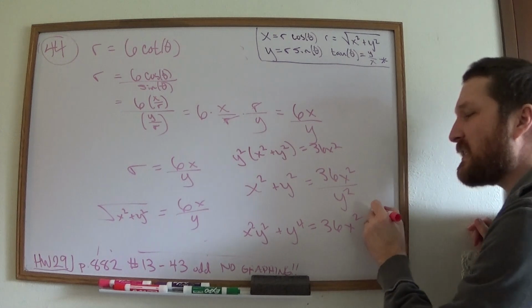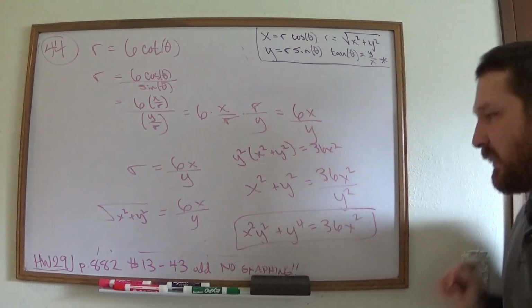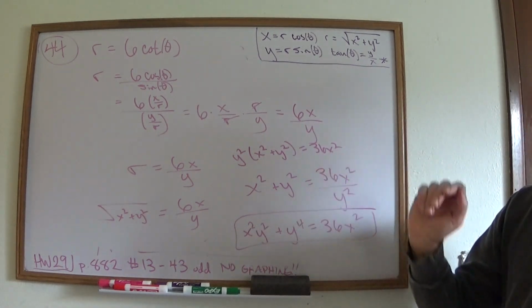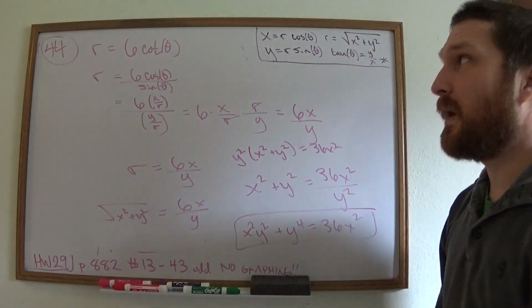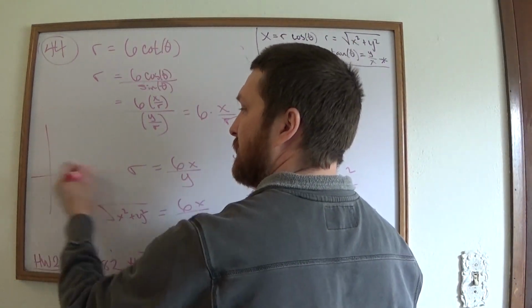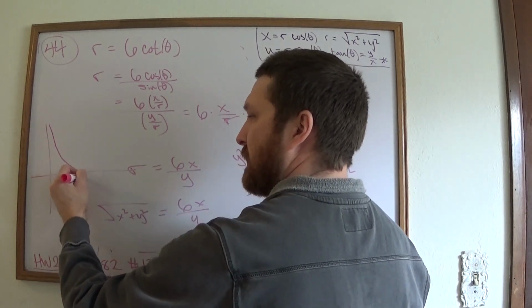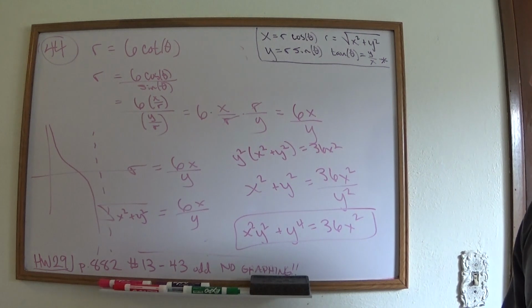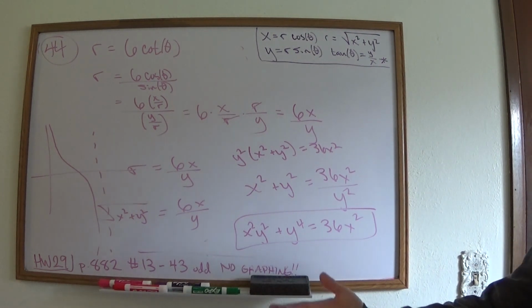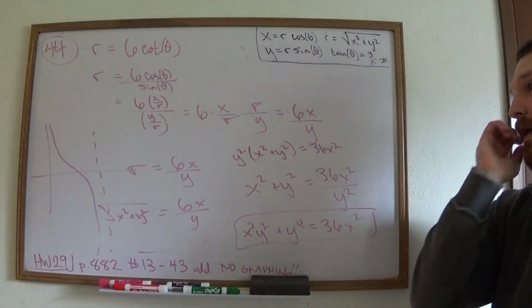And this is what I mean by good luck. You try to graph that, good luck. But in polar coordinates, this is not hard. Cotangent, we know what it looks like. It starts up here, drops down, and does this. You could actually do that. That's not too hard. And so I'm thinking this is some kind of line, or something, I don't know actually.